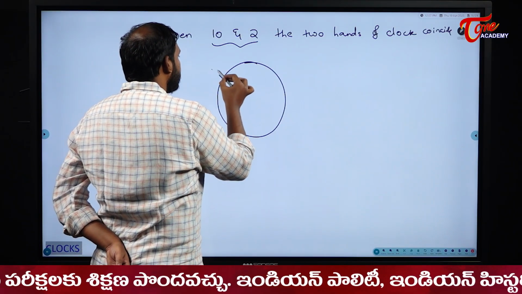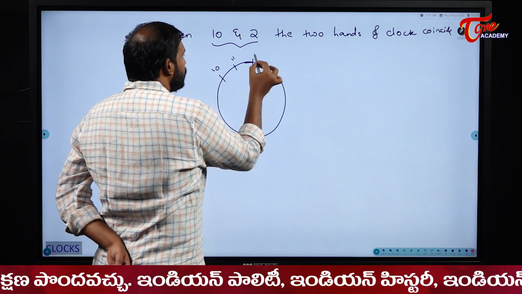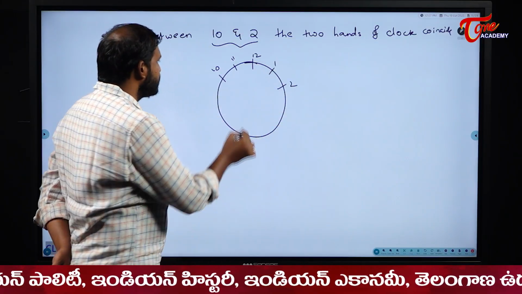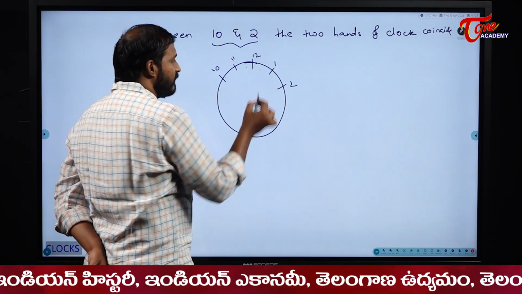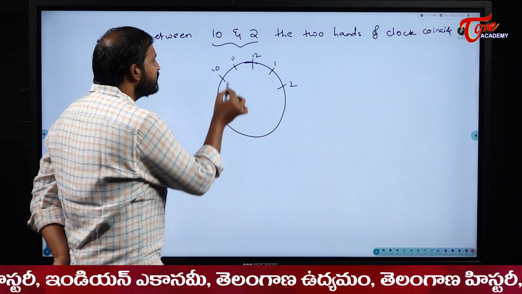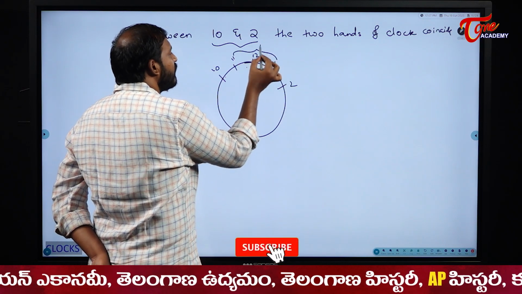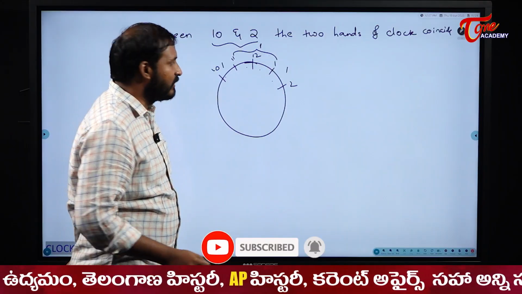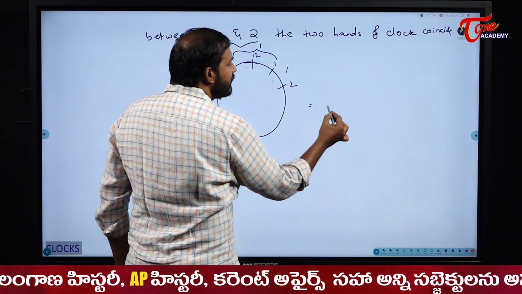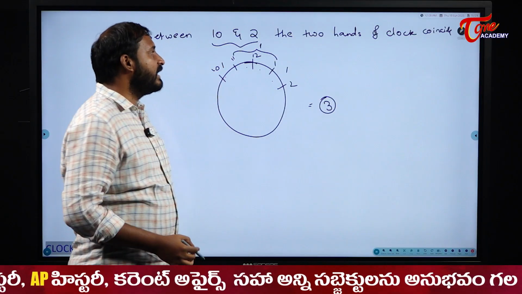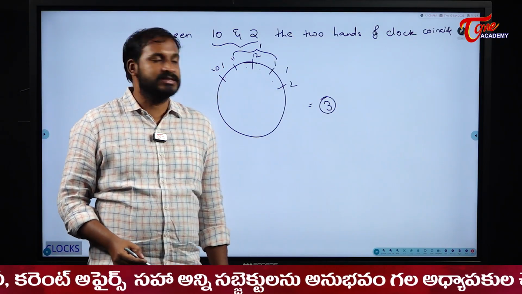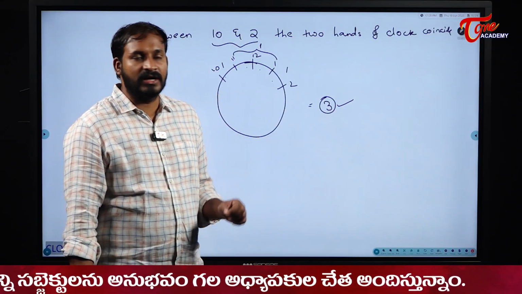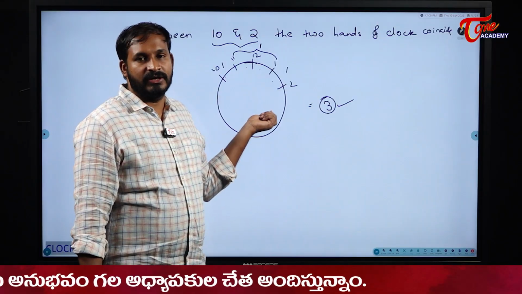Between 10 and 2: 10, 11, 12, 1 and 2. The time difference is 1 hour here, 1 hour here, 1 hour here, 1 hour here. But what we know is, between 11 and 1 we will have only one coinciding point, and between 10 and 11 we will have one, between 1 and 2 we will have one. Overall, how many coinciding points do we have? Only 3. So between 10 and 2, the two hands of the clock will coincide just 3 times. Why? Because of the common coinciding point.